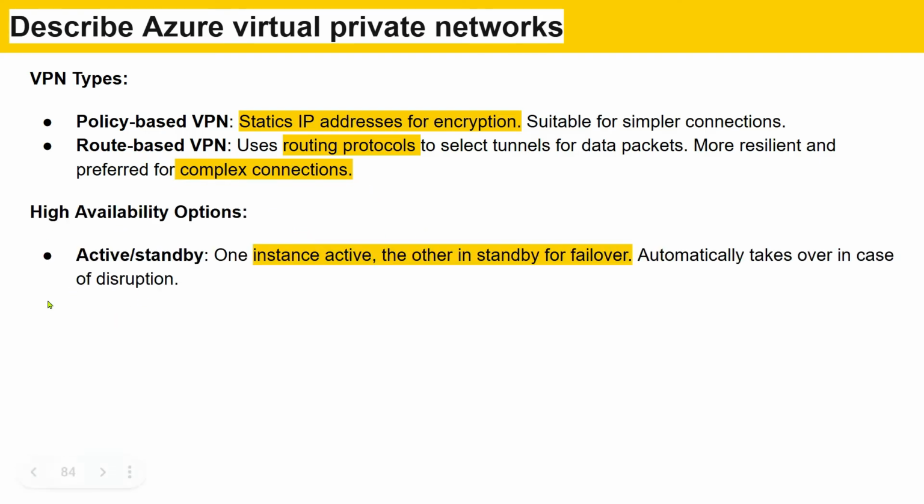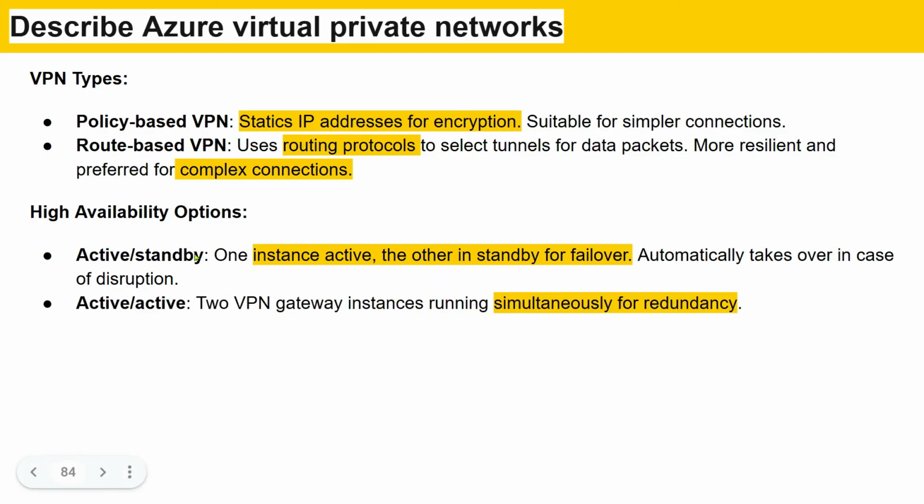High availability options. For example, active standby. These are a couple of terms you should be aware of. What is the meaning of active standby? One instance is active and the other is on standby. If something goes wrong, then the other would work. It automatically takes over in case of a disruption. If one fails, the other starts acting. That's called active standby. And these are the high availability options.